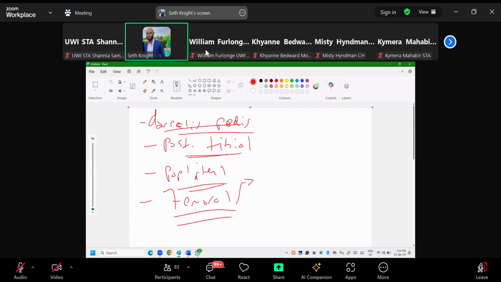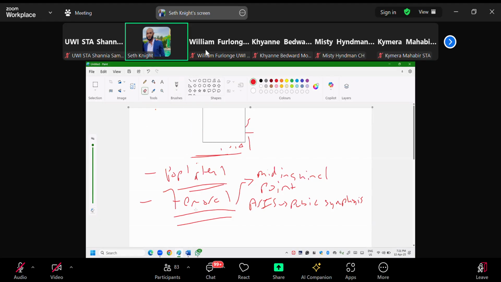You said the landmark of the femoral is the mid-inguinal point. We said the mid-inguinal point is where you have a line drawn from the ASIS to the pubic symphysis, so the midpoint of this line, right? This is the landmark of our femoral artery, the mid-inguinal point.